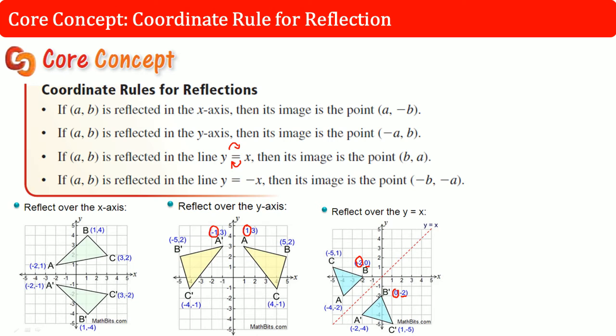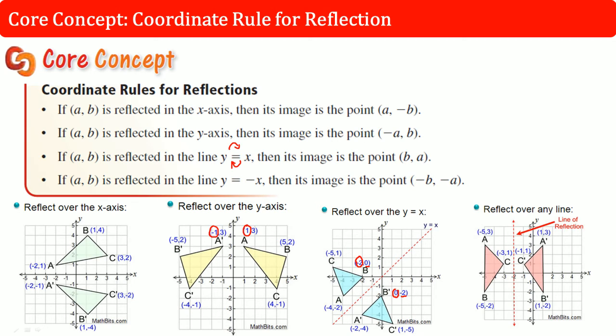Here, the last one, it flips, but it also changes the sign. And sometimes you might get a reflection over a particular line. Here, these are just through the axes. This is unique because it goes through a line in and of itself.